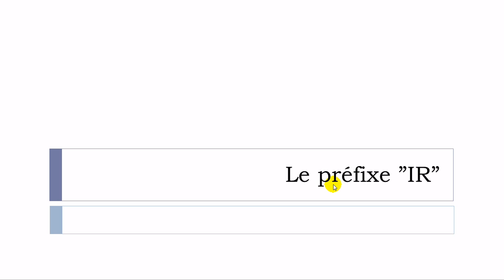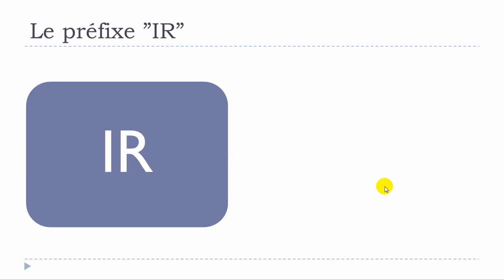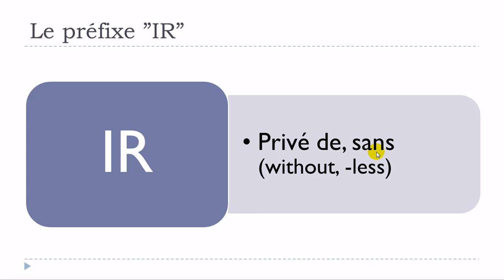So if you remember, when we're talking about préfix, actually we're talking about letters, like in that case IR, that you will add at the beginning of an existing word, and by adding these letters, you will modify the original meaning of the word, okay? And in that case, when you put this IR, you will see that we're talking about words that will start with R, okay? But then you will modify the meaning, and the meaning will be privé de or sans, okay? So let's check an example.